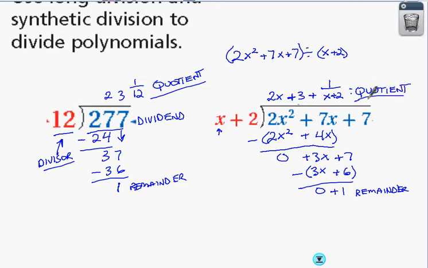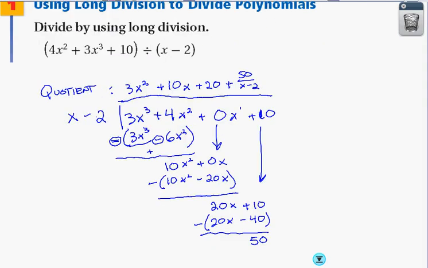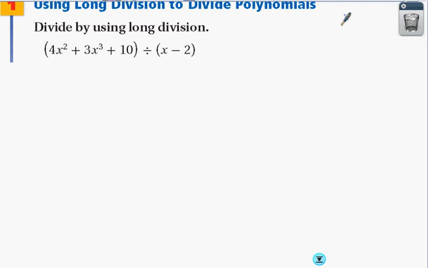This is our quotient. And that is the answer to our division problem. Okay? So let's try this again. We'll do the same thing here.